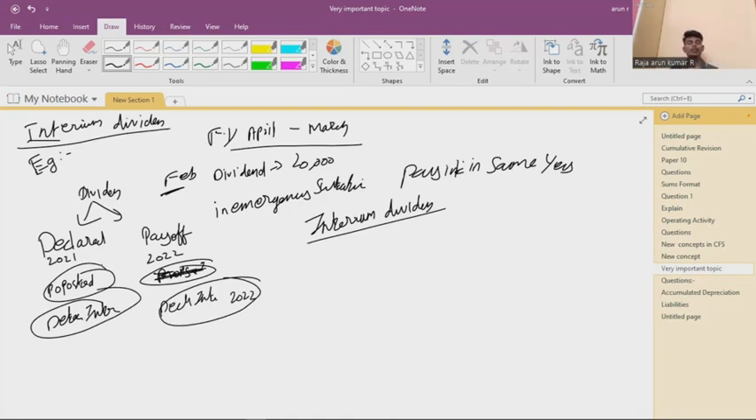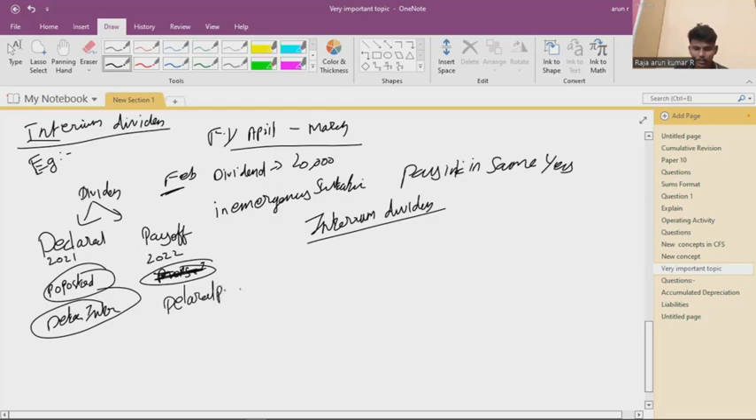The payoff of the declared dividend will be paid in the next year, that will be taken. Take only these three things. What am I telling you? In 2021, the dividend that is proposed in 2021, you take that the proposed will be paid off in 2022 only. That only we take. Then interim dividend is paid in the same year. That also we take.